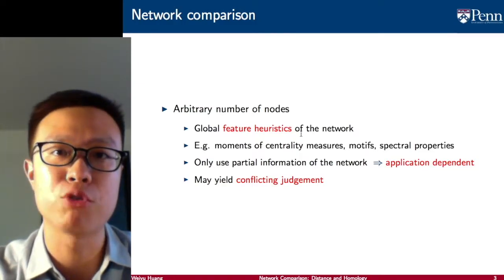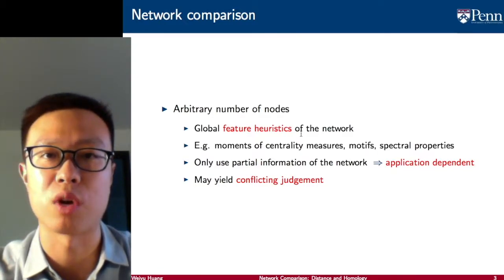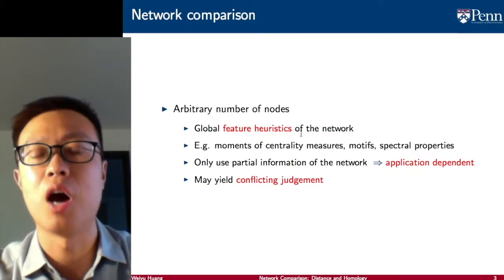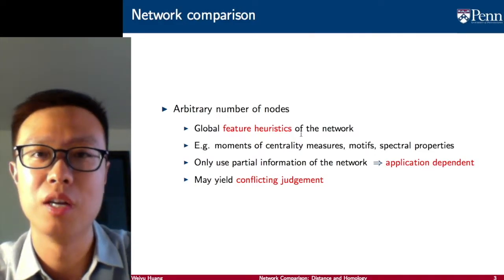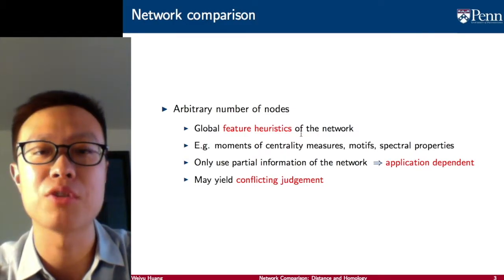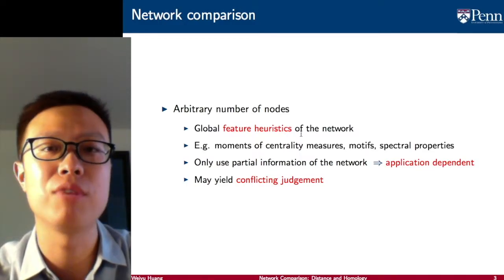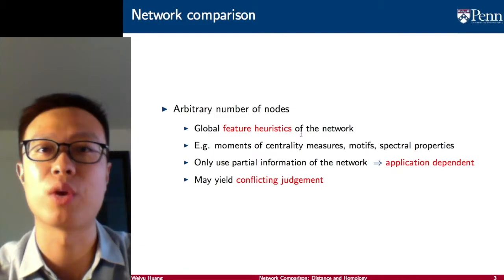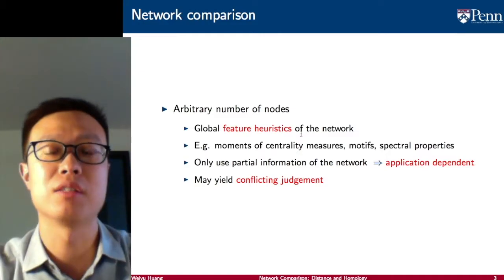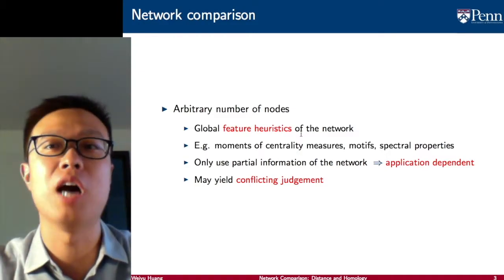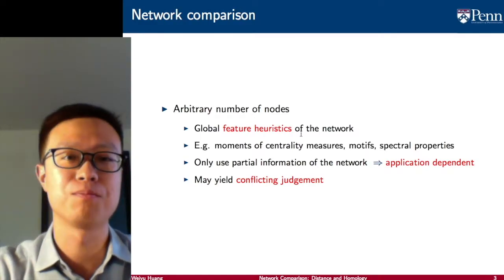Such approaches have two main drawbacks. Firstly, it only uses partial information of the network. Therefore, one method that applies well for one application may not work well for the other application. Therefore, the method tends to be highly application dependent. Another problem these approaches have is that they may have conflicting judgment. For example, we may have network A and B to be highly similar, network B and C to be highly similar, but on the other hand, network A and C are very different from each other. This is because the triangle inequality is violated.